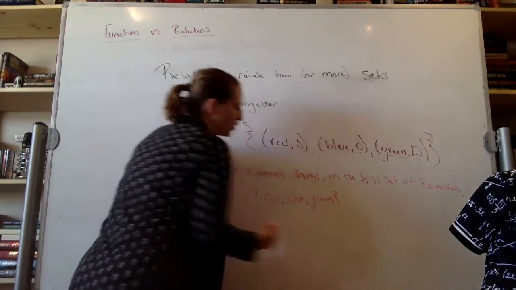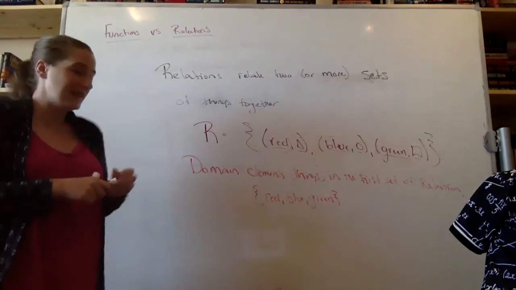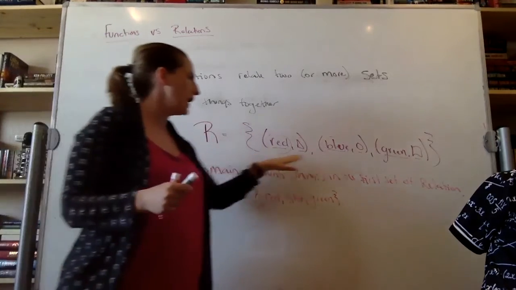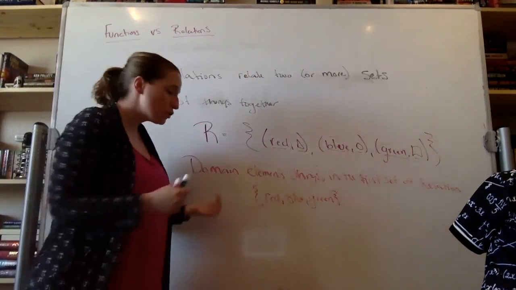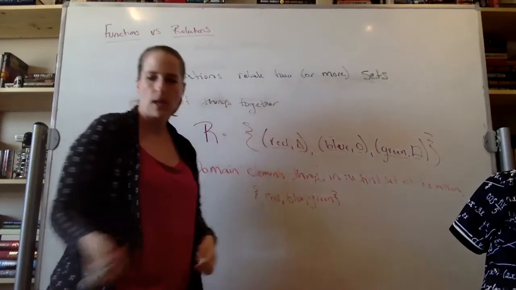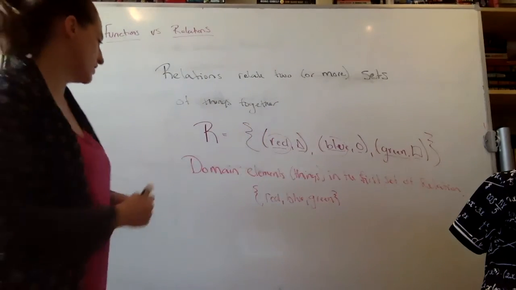Now in this case, our domain is what's known as discrete, meaning it's just a list of things. There's only three things in the domain of R, red, blue, and green. So I use a discrete list with curly brackets to list them, red, blue, and green. So domain is things in the first set.